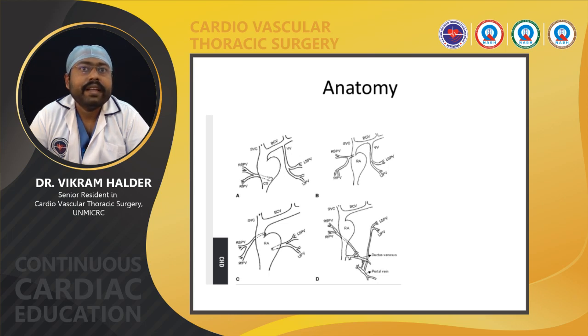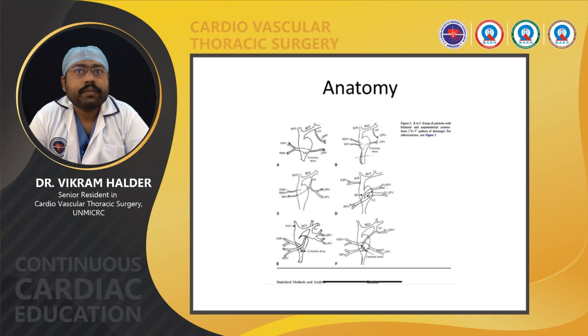In type C, the right upper pulmonary vein and right lower pulmonary vein are draining into the SVC RA junction, which is connecting through the left side, and the left superior pulmonary vein and left inferior pulmonary vein are draining into the coronary sinus. In another type, the right superior and right inferior pulmonary veins are draining into an infradiaphragmatic connection, and the left superior and left inferior pulmonary veins are draining into the ductus venosus and finally to the portal vein.